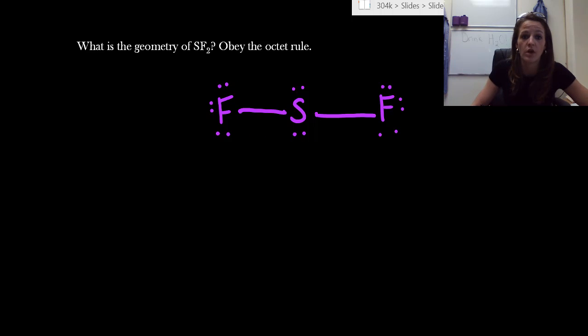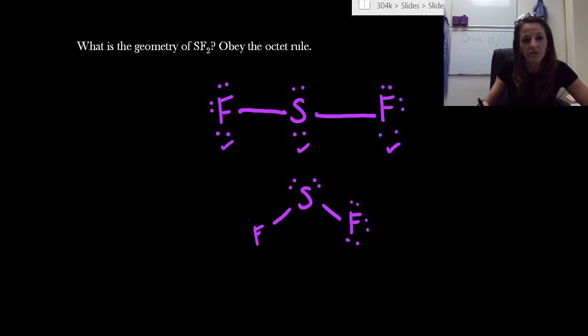Check your fluorines first. 1, 2, 3, 4, 5, 6, 7, and 8. Perfect. Fluorine's good. Sulfur, 1, 2, 3, 4, 5, 6, 7, and 8. Perfect. Now fluorine again. 1, 2, 3, 4, 5, 6, 7, 8. Perfect. Completely obeys the octet rule. So what you would do then is redraw your molecule, because what you've drawn above is not really pretty and it doesn't really give you an idea of what the molecular geometry would do.